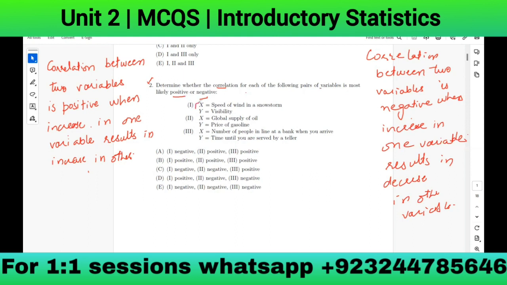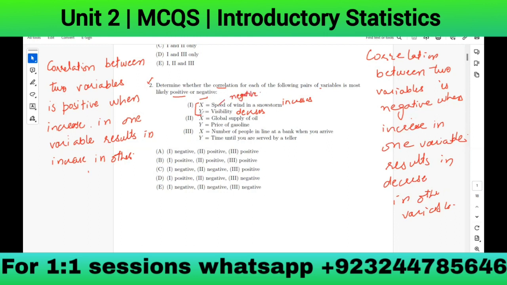The first pair is speed of the wind in a snowstorm and visibility. When the speed of the wind in a snowstorm increases, what happens to the visibility? It decreases, right? When the wind speed increases, the visibility decreases. So the correlation over here is negative.